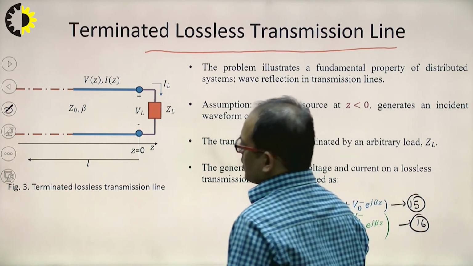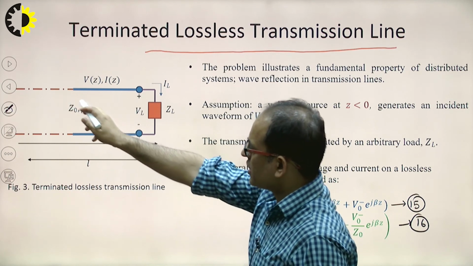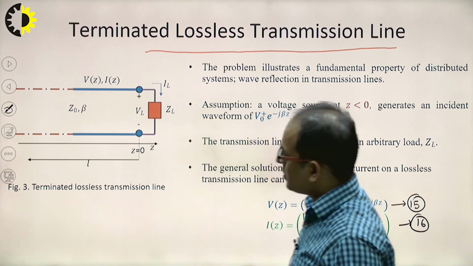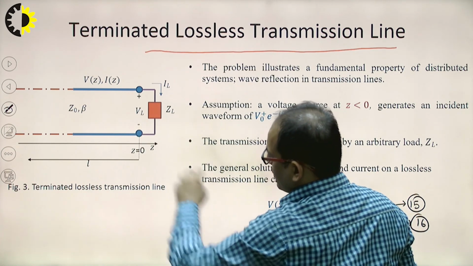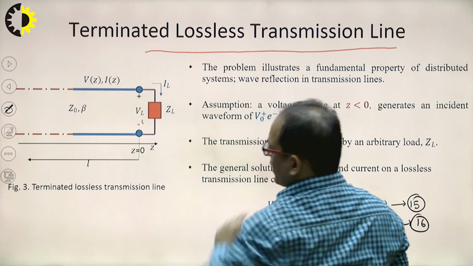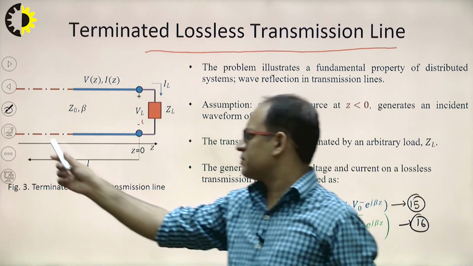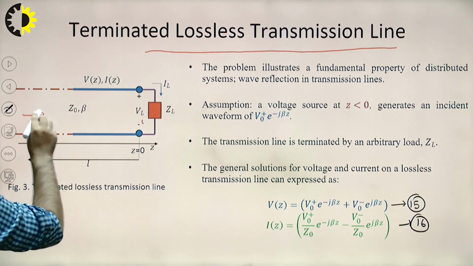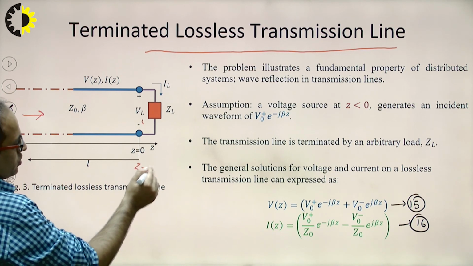Now see, next one is the terminated lossless transmission line, when there is a terminal impedance here. Clear? Now see, if I say this one is a transmission line and this has a terminal impedance, that is ZL, the load impedance. The voltage appearing at the load is denoted by VL. Assume a voltage is applied here, and let's say this one is z equal to 0.